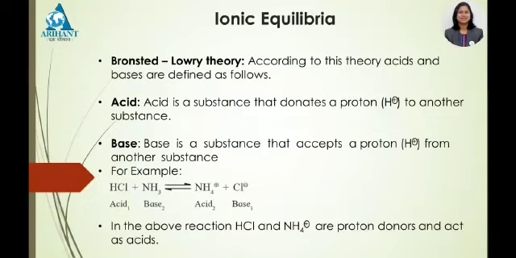HCl. HCl is an acid. So, below HCl we are going to write acid. HCl plus NH3. NH3, that is base. So, below NH3 we are going to write base. So, when you mix them together, it gives you NH4 plus ion plus Cl minus ions.